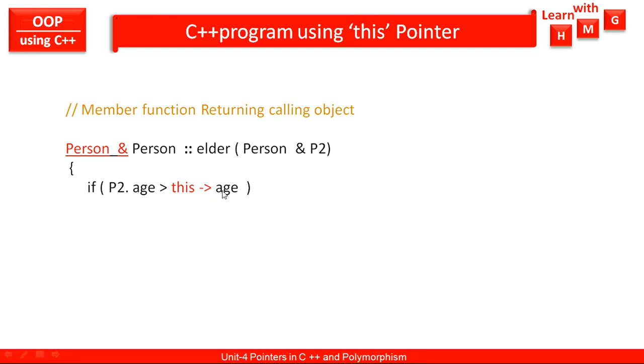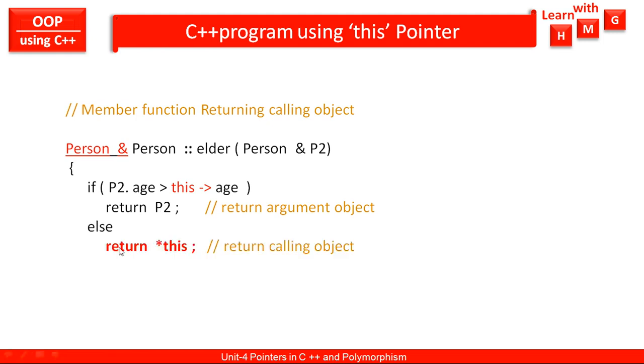Now if the age of the argument object is greater than the age of the calling object, then return the argument object, that is return p2. And if the condition is false, then return the calling object. Now see, it is indicated in red color, return *this. *this indicates the calling object, so here I am returning the calling object.